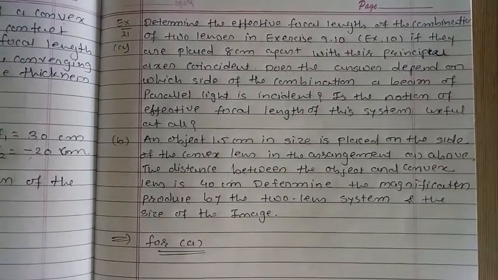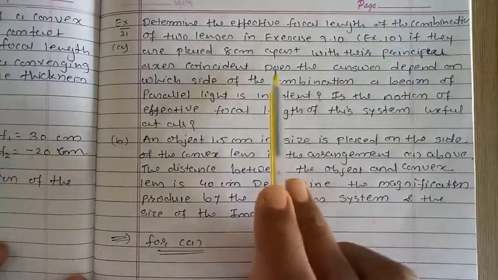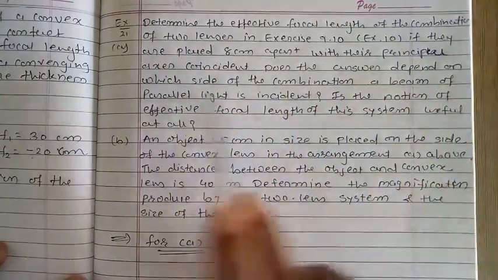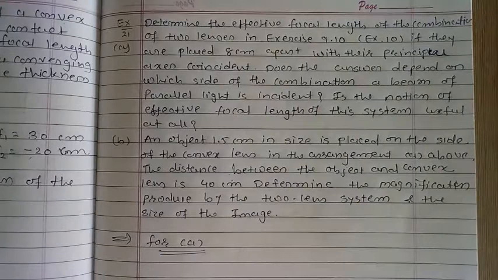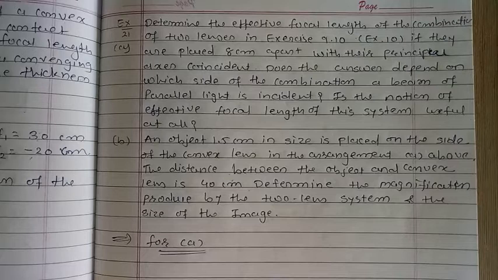So we have to find out whether the answer depends on which side of the combination a beam of parallel light is incident. So we have to find out, here there are two lenses, right? So in this example we have to find out the image distance, right? But here we get the image with the help of the two lenses.